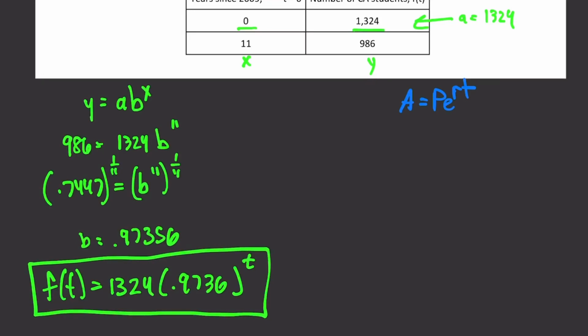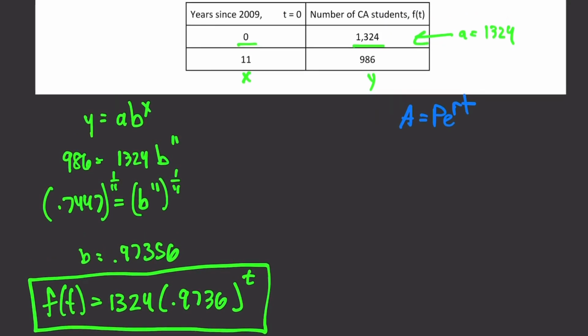If you prefer to use PERT, all right, it's going to be a similar setup. We're going to be using a natural log in this case. So my end amount is going to be 986 equals your initial amount, 1324, e to the r, which I don't know, solving for that. And t is going to be 11. All right, so now what I have to do is divide by 1324. So again, that gives me 0.7447 equals e to the 11r.